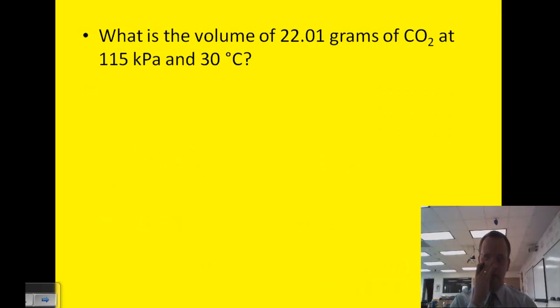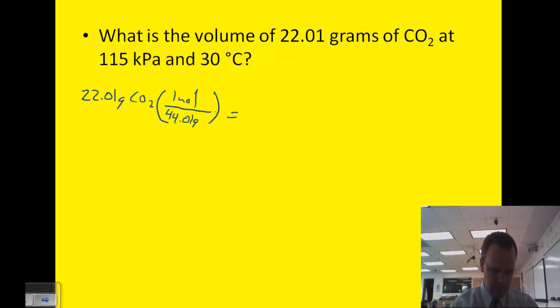Okay, another example problem. What is the volume of 22.01 grams of carbon dioxide, 115 kPa, and 30 degrees Celsius? So 22.01 grams carbon dioxide. I need to convert this to moles first. 1 mole, 44.01 grams. I get 0.500 moles. So that's my N.